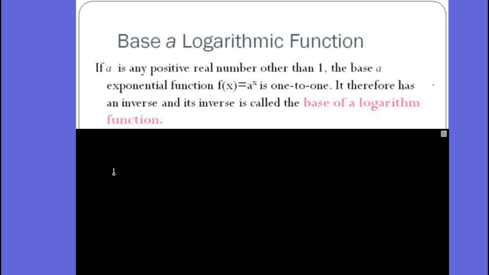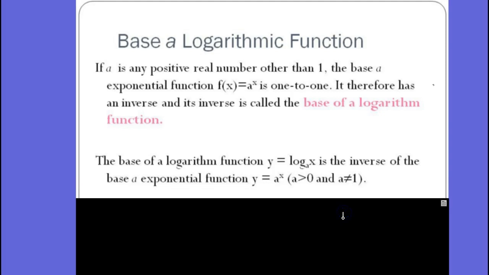So a to the x has an inverse. Its inverse is the logarithmic function log a x. The base a logarithmic function y equals log base a of x is the inverse of the exponential function y equals a to the x. So these two functions are inverses, and there is a proof, and I could show you that proof, but it is long, it is rigorous, and it's much easier for you to just remember a to the x and log base a of x are inverses.